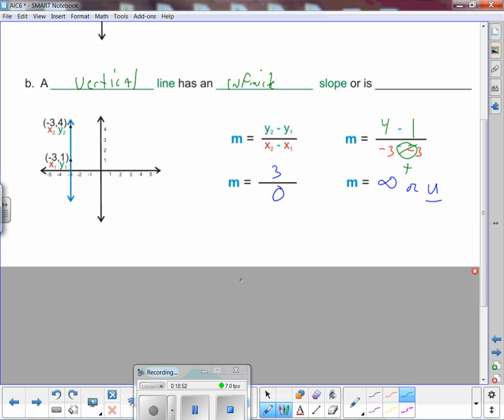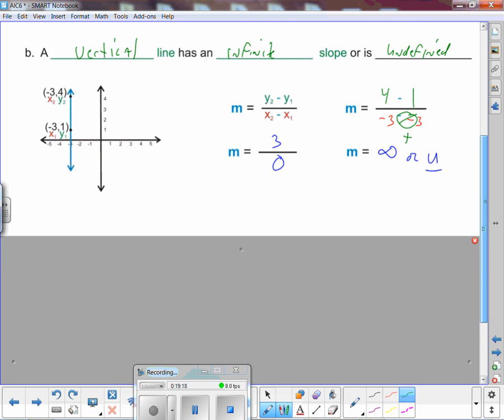Again, some people don't like to say infinity, but when you get to calculus, they're going to tell you infinity, undefined. So we might as well learn it now. It's really infinity. Because it doesn't go backwards, they want to say it's undefined. All right, so know those 2 things. Horizontal line, 0 slope. Vertical line, infinite slope. Let's go to the next thing.